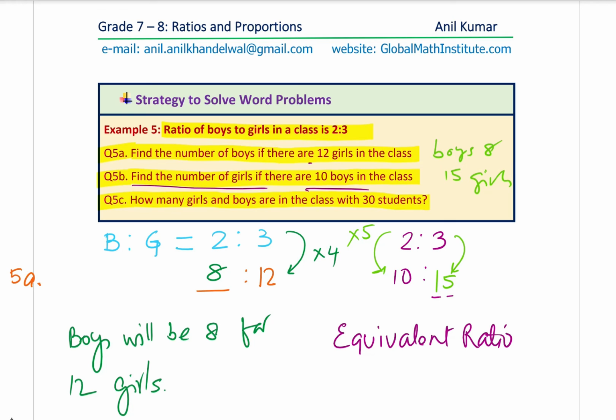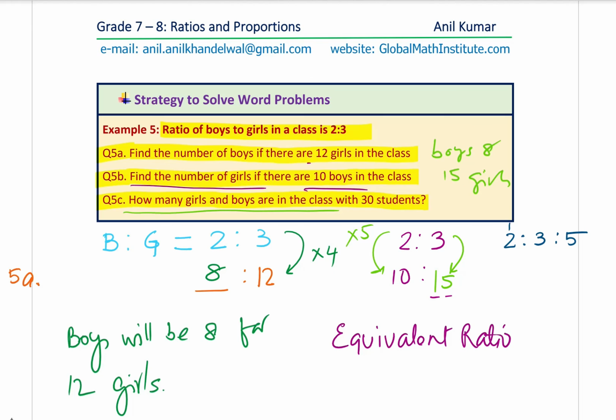Right. Now the third question, 5c, is how many girls and boys in a class of 30 students? How will you do this part? Total is 30. Oh, total is 30. That means when we are saying 2 is to 3, then what is the total? Total is 5. Do you see that? So we have boys, we have girls, and the total. That is what it is.